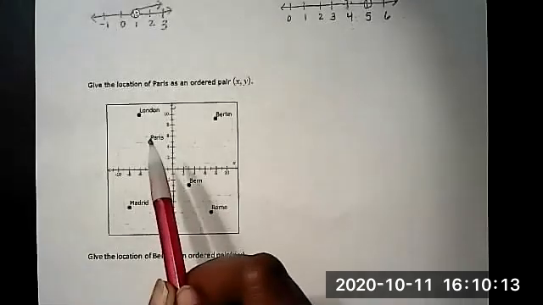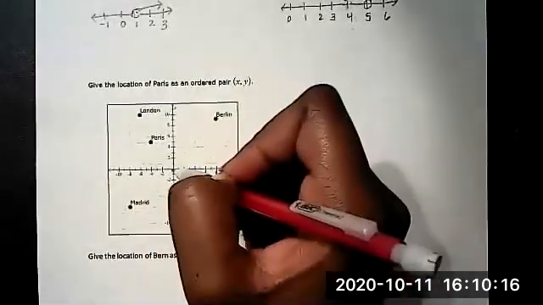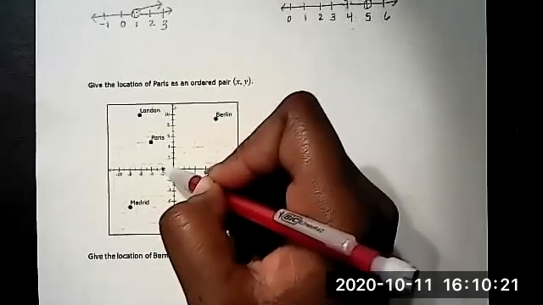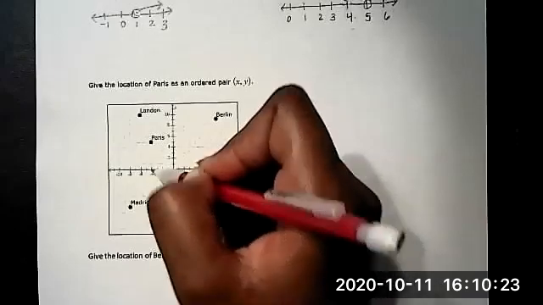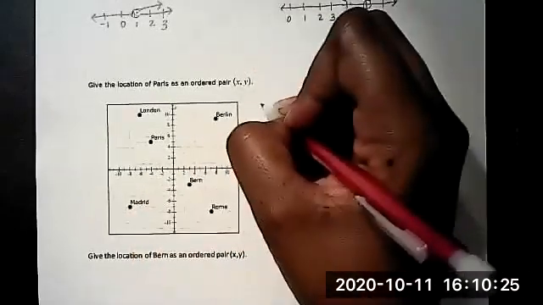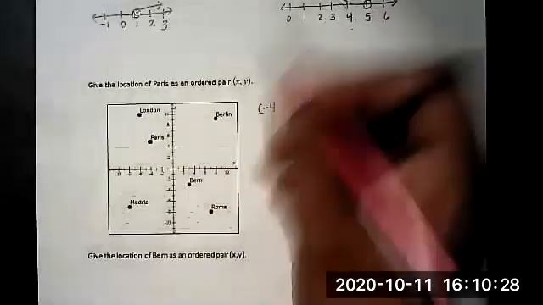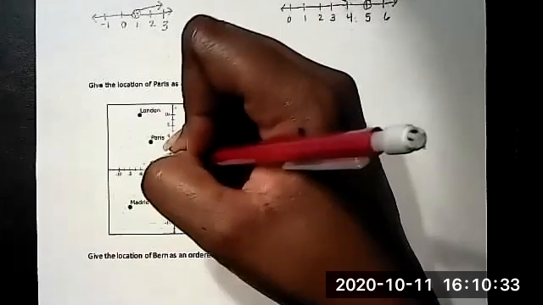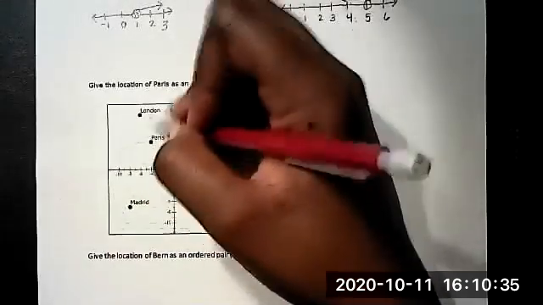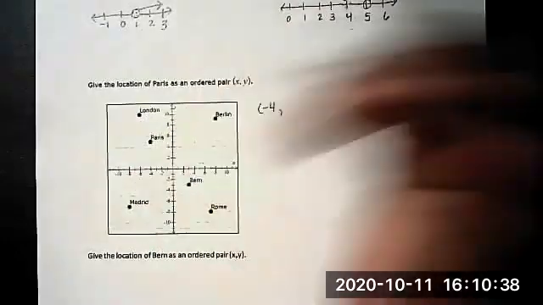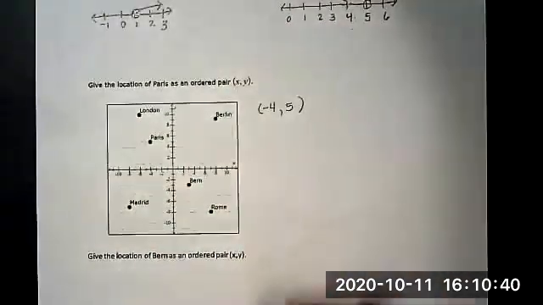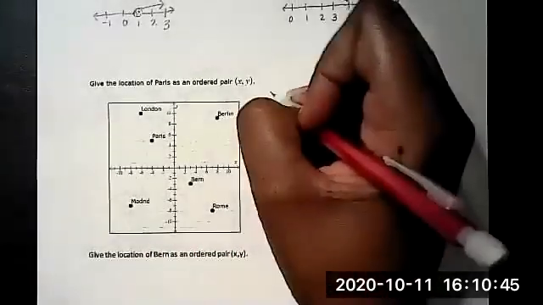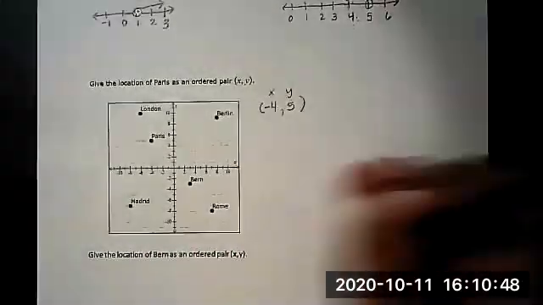So if Paris is here, I see Paris here. It looks like I start from the point 0, then I move to the left 1, 2, 3, 4. I move to the left 4, so that would be -4. And then I moved up 1, 2, 3, 4, 5. Up 5 is +5. So left and right are your X values. Up and down are your Y values.